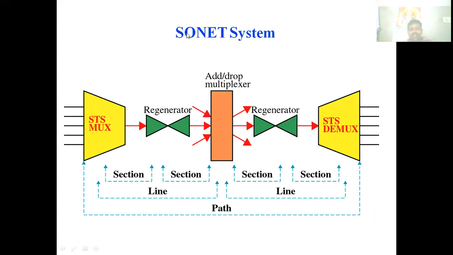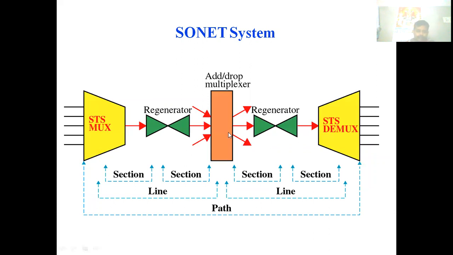So in the SONET system, what are the things we are having is an STS multiplexer, a regenerator, an add drop multiplexer, and STS demultiplexer. These are the devices you're having in the SONET system. What are the devices you're having in the SONET system? STS multiplexer, regenerator, add drop multiplexer, and STS demultiplexer.